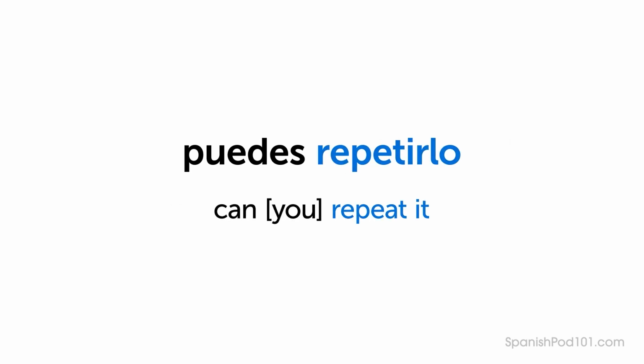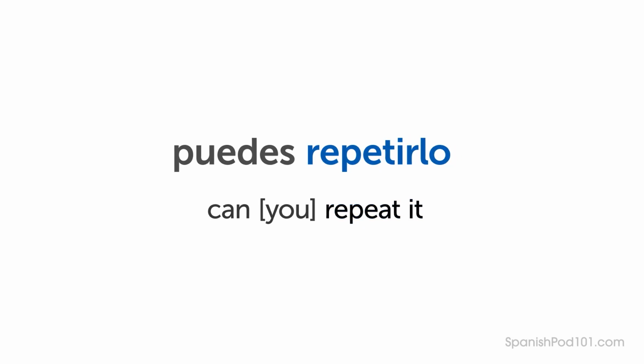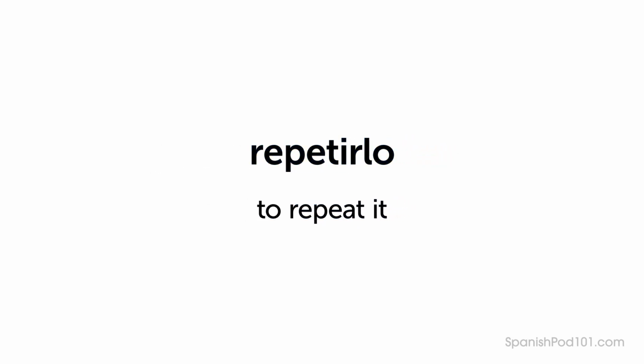Next is Repetirlo, which translates as repeat it. Repetirlo is made up of the verb Repetir, to repeat, and the pronoun Lo, which gets attached to it. First, Repetir, to repeat. Next is Lo, it in this context. Together, Repetirlo, repeat it.